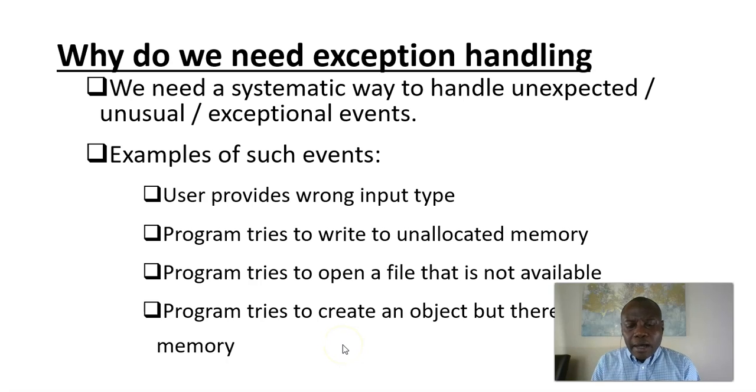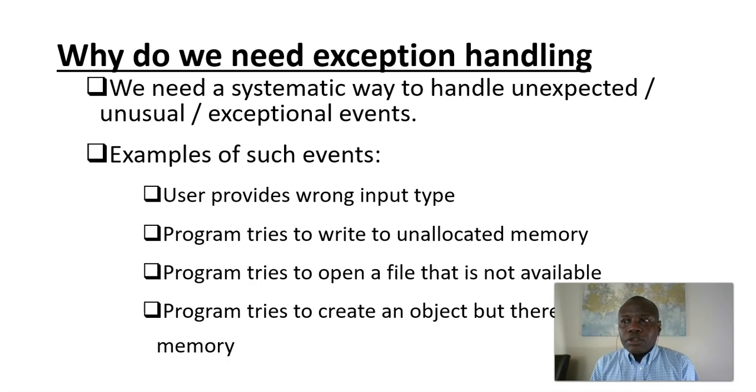Okay? There are lots more that could happen. For instance, your program is trying to send information over a network, but the network is not currently available. So there are lots and lots of events that can happen. And Java has a specific way of handling these events, which we will get to discuss very soon. And there is also a way for us to control how these events are handled.